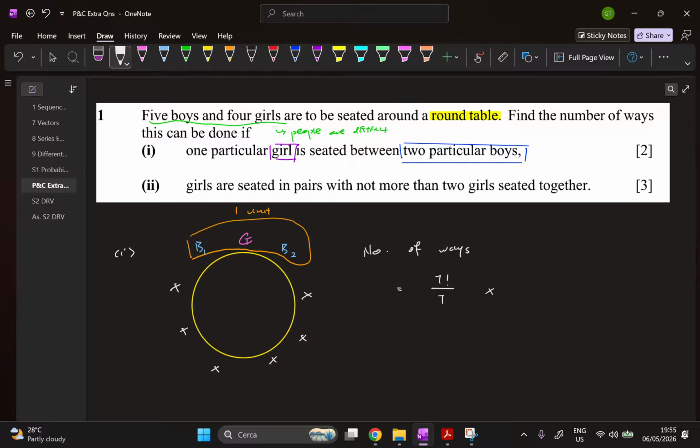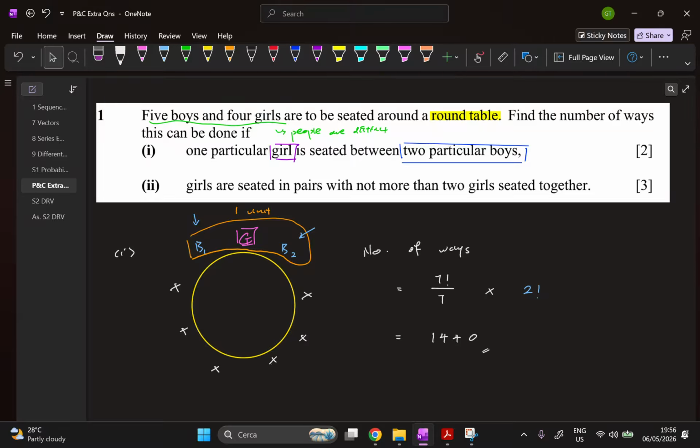And then after that, once I've permuted my distinct units, I can zoom in, look inside this orange box. Obviously, this girl is fixed in position, so she chose her seat already. But what can I swap? B1 and B2 can swap positions, because it just says she needs to be in between B1 and B2. She didn't say B1 needs to be on her left or right, B2 needs to be on the left or right. So these two boys can obviously swap positions. So I will add a 2 factorial to account for that. And this is going to be 1440.